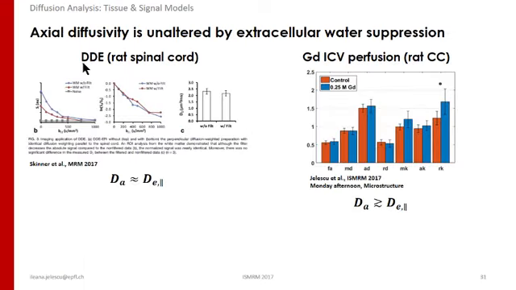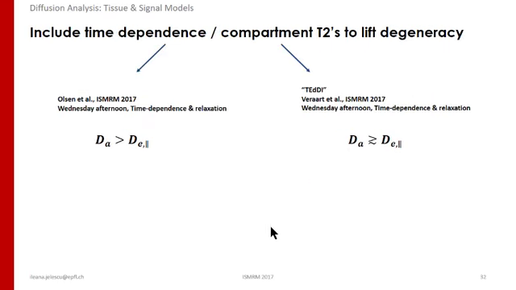And other studies here using double diffusion encoding in the rat spinal cord by Skinner and colleagues have shown that the axial diffusivity does not change before and after extracellular water suppression using this method. So they concluded that D axonal was actually similar to D_E parallel. And this is work that I will be presenting tomorrow in the microstructure session, where we also suppress the extracellular signal using gadolinium in the rat corpus callosum. And we also have no change in axial diffusivity before and after the perfusion, whereby we concluded that D axonal should be at least equal and maybe higher than D_E parallel. So this is kind of where we stand for now.